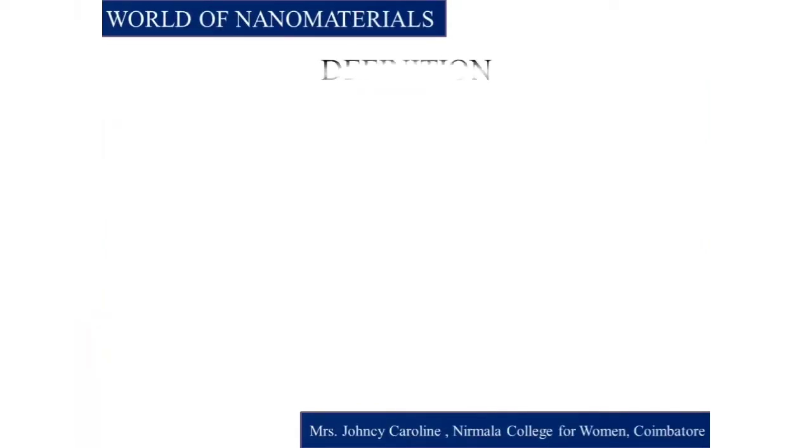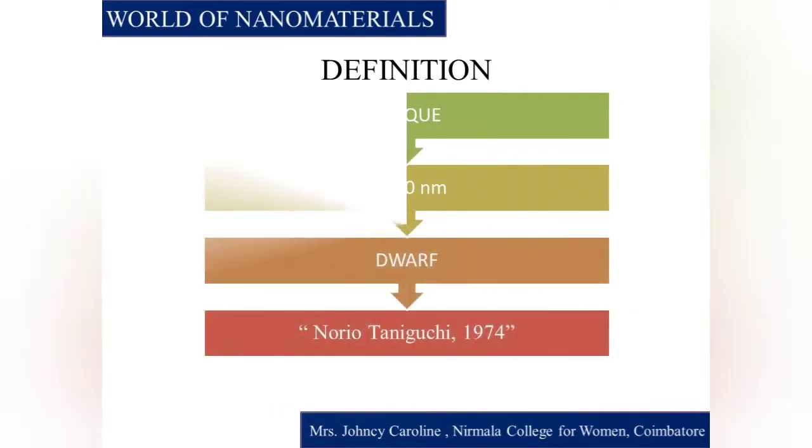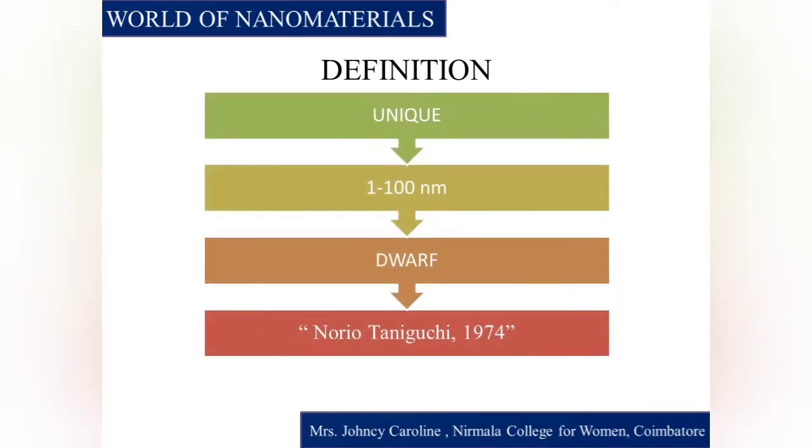Coming to the definition of nanomaterials, these are unique, that is 1 to 100 nanometers. Nano means dwarf, from the Greek word nanos, and it was discovered first by Richard Feynman in 1959, who laid the foundation step of nanotechnology, and he said there was plenty of room at the bottom. The term was given by Norio Taniguchi in 1974.